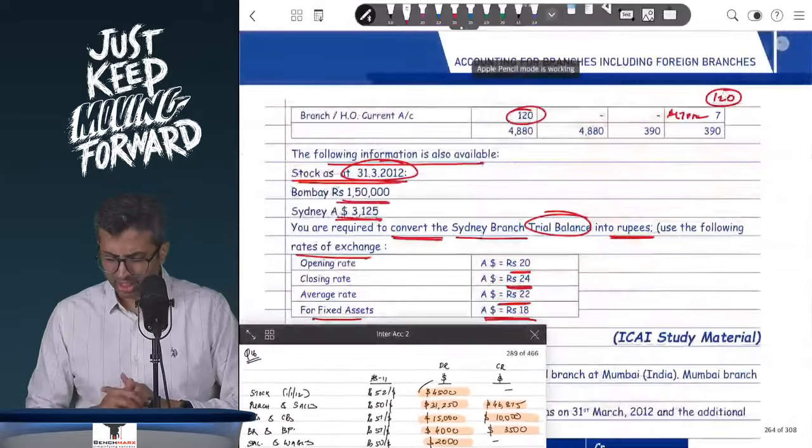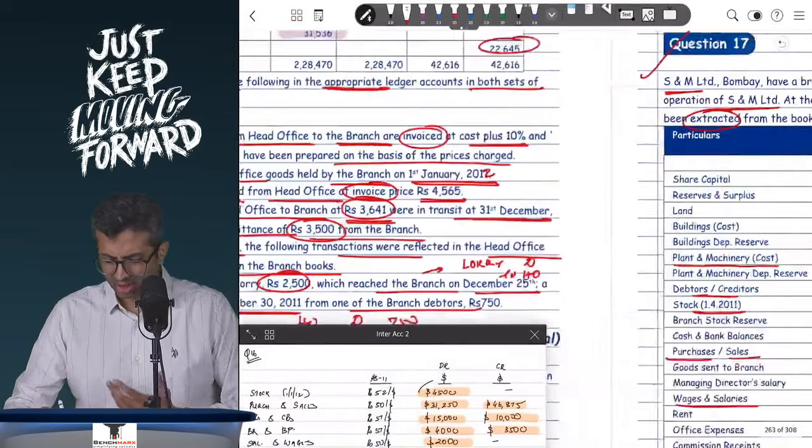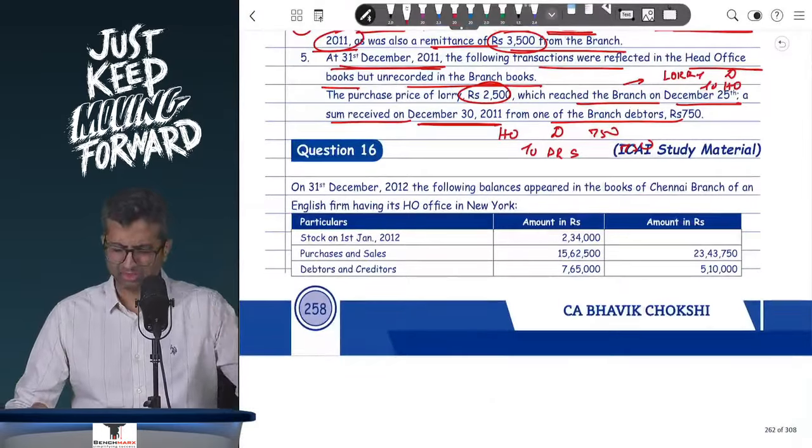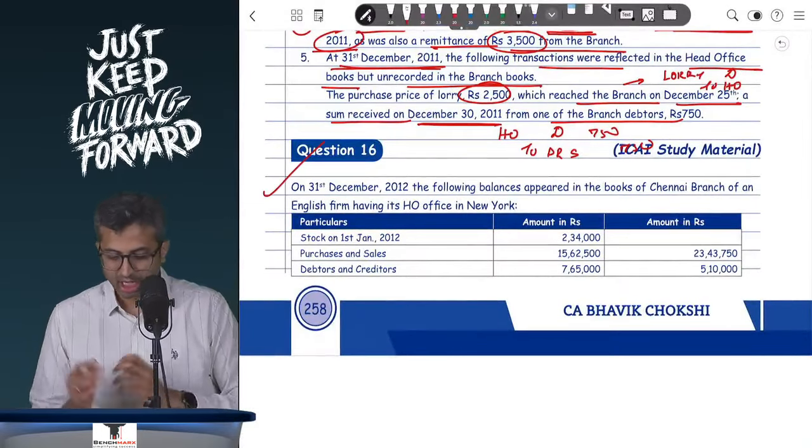Yes? Okay. So we'll go to question number 16. Now most of these questions are on similar lines. There may be one or two adjustments here or there which are different. Let us quickly review this.